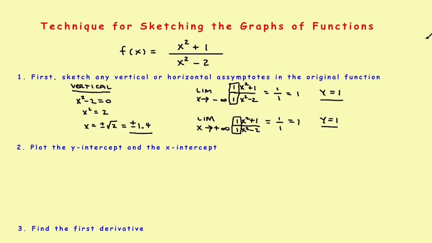Okay, the next thing to do is to find the y-intercept and the x-intercept. To find the y-intercept, of course, set x equal to 0 and solve for y. So everywhere you've got an x, just replace it with a 0, so y equals 0 squared plus 1 divided by 0 squared minus 2. When you do this, the x squared terms go to 0, and you're left with negative 1/2. So the y-intercept is negative 1/2.